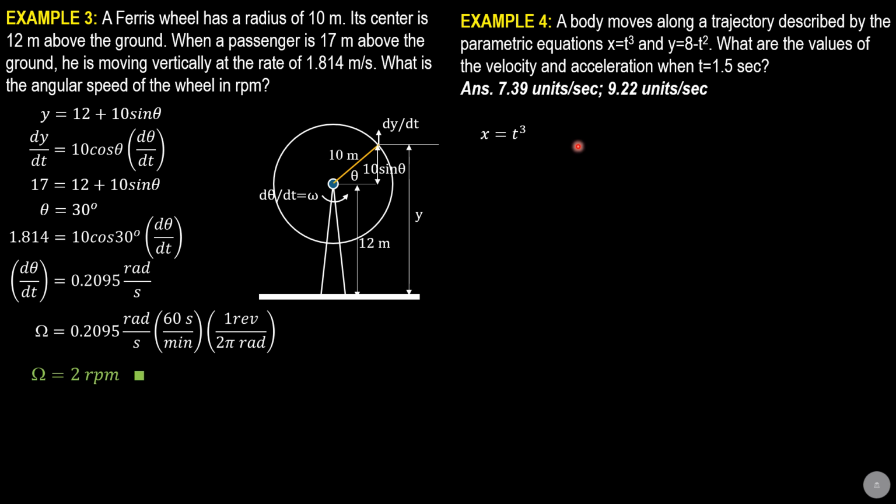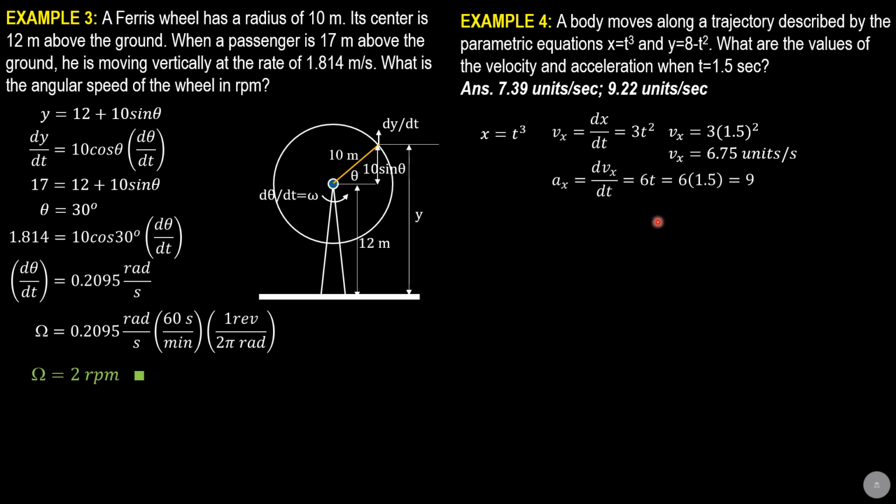The x component of velocity is the derivative of x with respect to time, vx, dx dt, so 3t squared. And when t is 1.5 seconds, 3 times 1.5 squared gives Vx of 6.75 units per second. Then Ax is the derivative of dx dt, or v sub x, and that is 6t. And 6 times 1.5 equals 9 units per second squared.